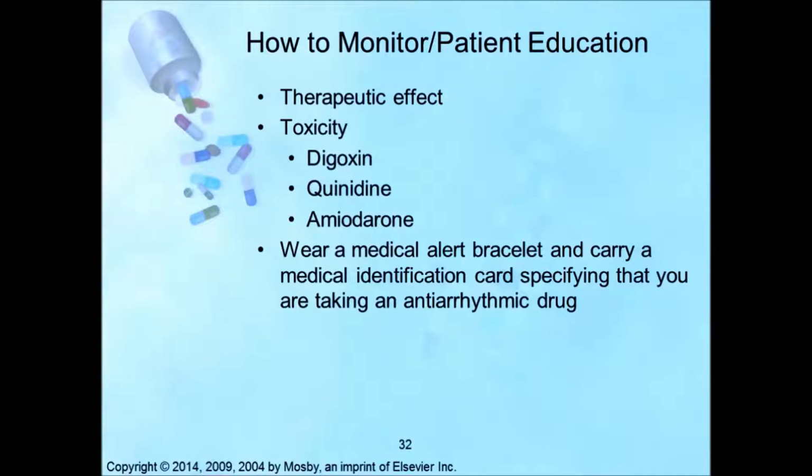Thyroid function is needed at baseline as well as periodically during therapy, and you need to assess liver enzymes at least twice a year. The patient should obtain an annual ophthalmic examination, including a fundoscopic and slit lamp examination to detect any optic neuritis, which is an adverse reaction to amiodarone. Patients should be wearing a medical alert bracelet and carry a medical identification card specifying that they're taking an antiarrhythmic drug.